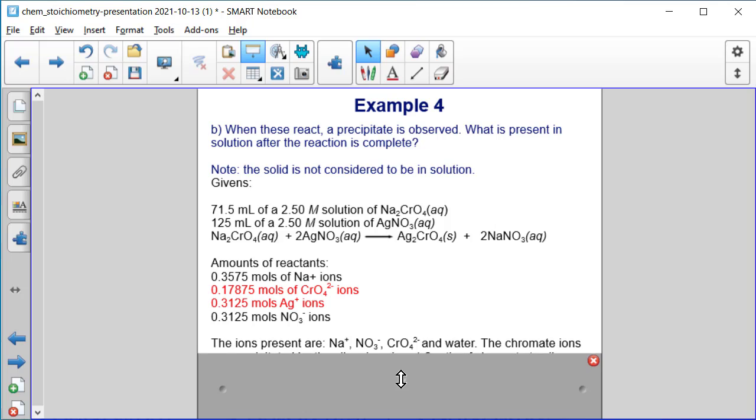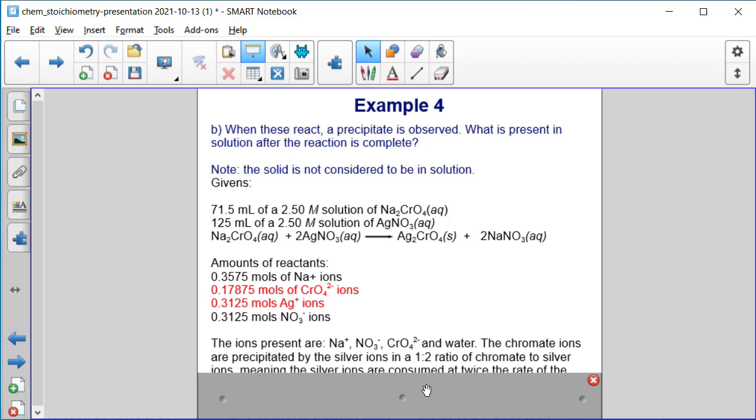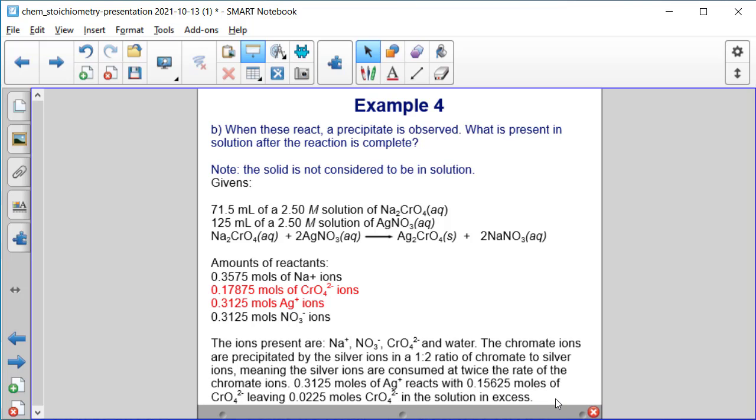So the ions present will be the sodium and the nitrate ions because they're aqueous in the solution, the excess chromate ion, and the water. The chromate ions are precipitated by the silver ions in a 1-to-2 ratio of chromate to silver, meaning that the silver ions are consumed at twice the rate of the chromate ions.